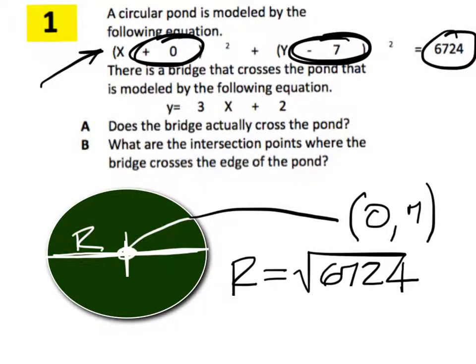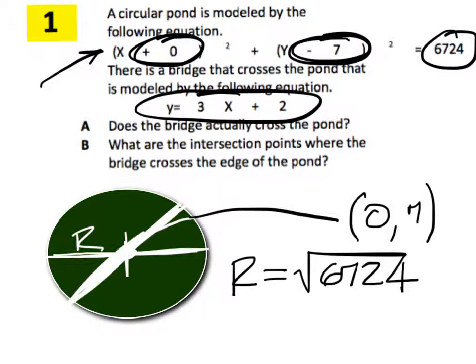And you already know that this is a linear equation. There is a bridge that crosses the pond that is modeled by the following equation: y equals 3x plus 2. So it's positive, so if we're following suit here, it would look similar to this. This would be the bridge that goes across the pond.